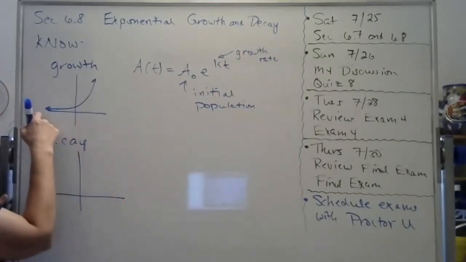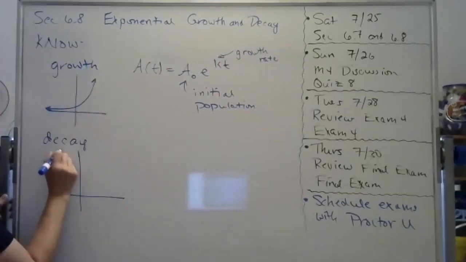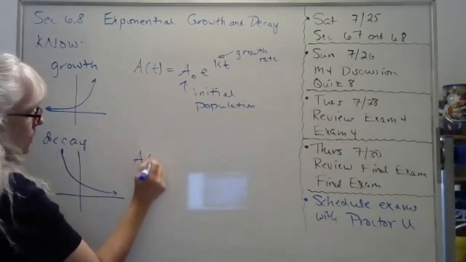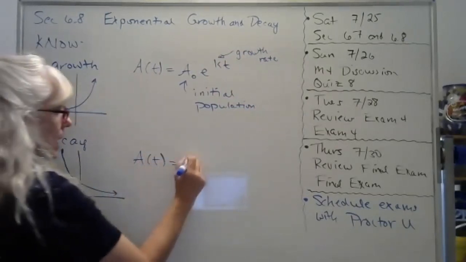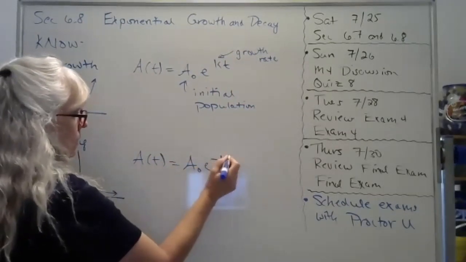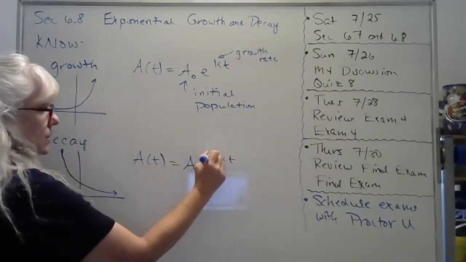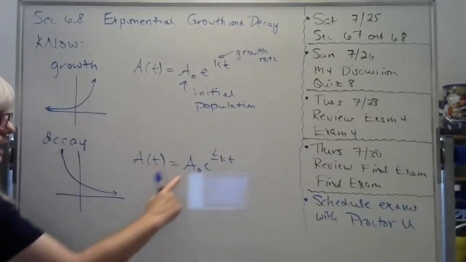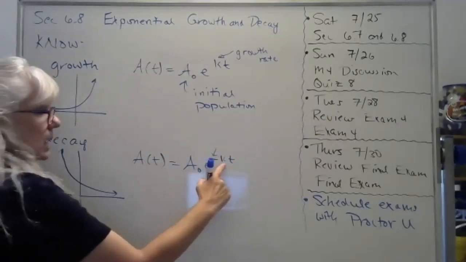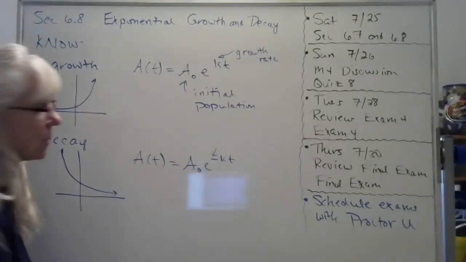All we have to do to make our function decrease instead of increase is do this. So that introduces a negative on the exponent. So that would be A naught e to the negative kt. So that negative is what tells you it's a decay. A naught is still the initial population. K is, instead of a growth rate, a decay rate.